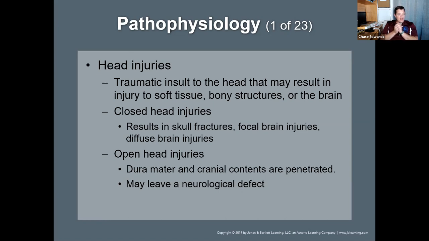All right, the next one you're going to have is your open head injuries. So the dura mater and the cranial contents are penetrated. Brain tissue is open to the environment, which is never a good thing. Gunshot wounds are the most common penetrating MOI and have a high mortality rate. For survivors, there's almost always substantial neurologic deficit and a decreased quality of life as well.